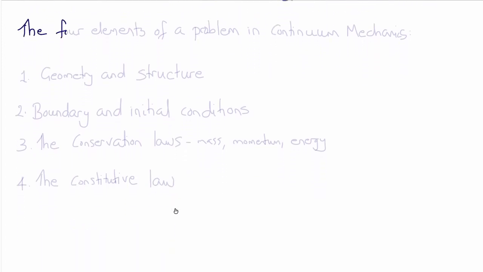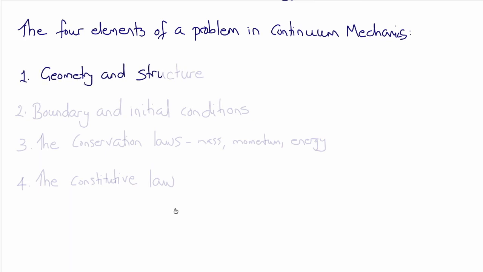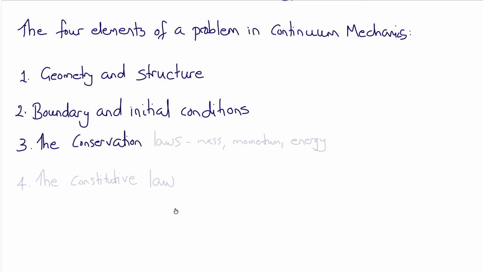Now that we know the governing equations of continuum mechanics, namely the conservation law and the constitutive law, we can actually outline all four elements of a problem in continuum mechanics, the four things you need in order to get an answer. First, you need the geometry and some information about the structure of the body of interest. Secondly, you need the boundary conditions, and if it's a time-varying problem, initial conditions. Third, we need the conservation laws, the conservation of mass, momentum, and energy, which are universal for all material continua. And finally, we need the constitutive law, which is specific to the particular material that we're studying.